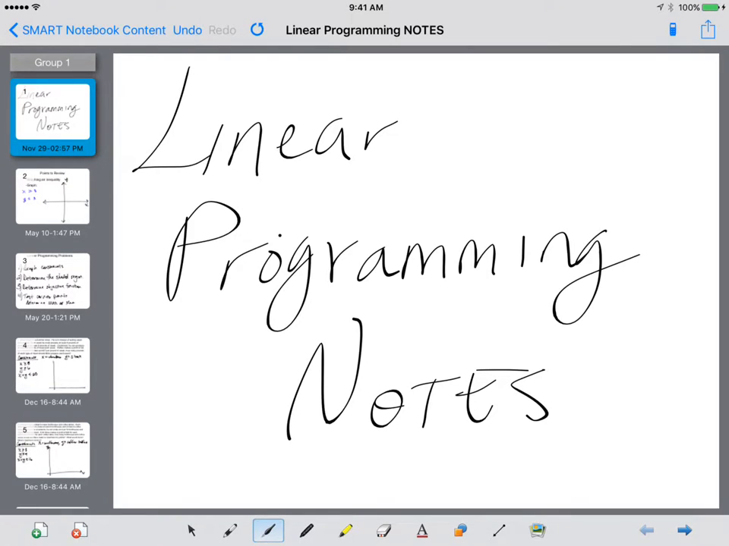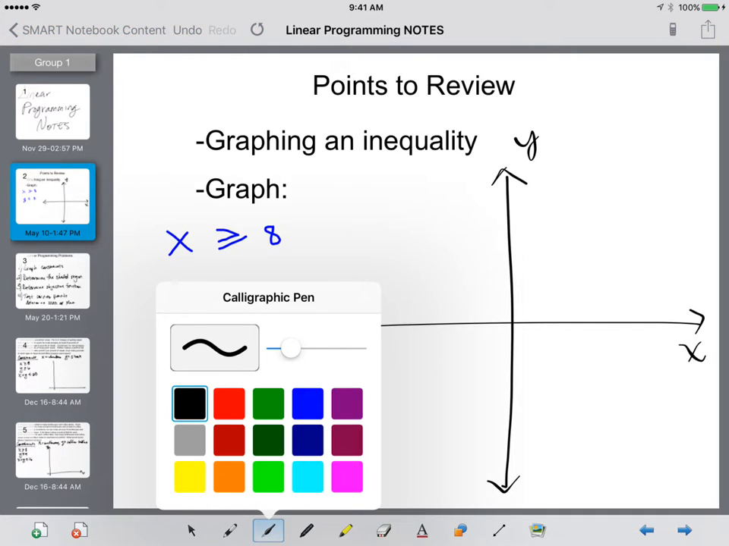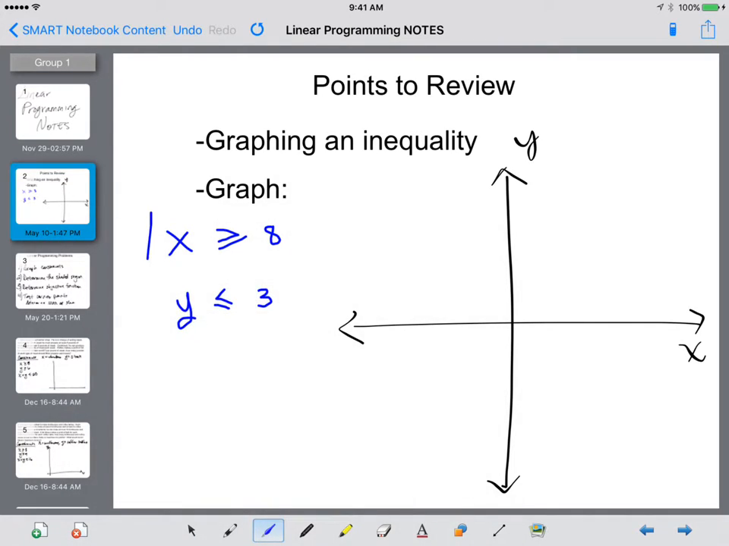In this lesson, I'm going to help you figure out your linear programming notes. Some key things to review before is how to graph an inequality that looks like this. Let's say I want to graph the inequality that says x is greater than or equal to 8. There's only one variable involved, and that is just x. So to graph this, anytime you only have x as the variable, it's what we call a vertical line.